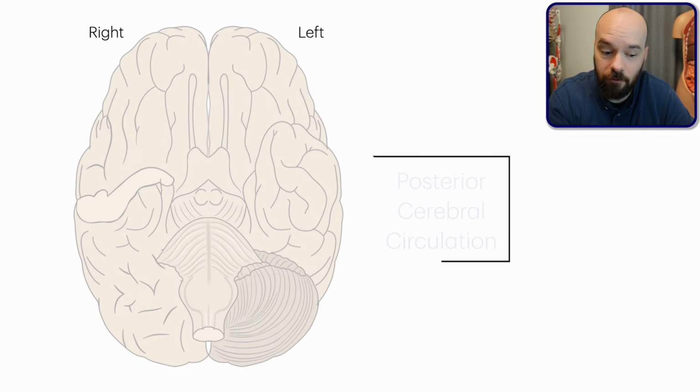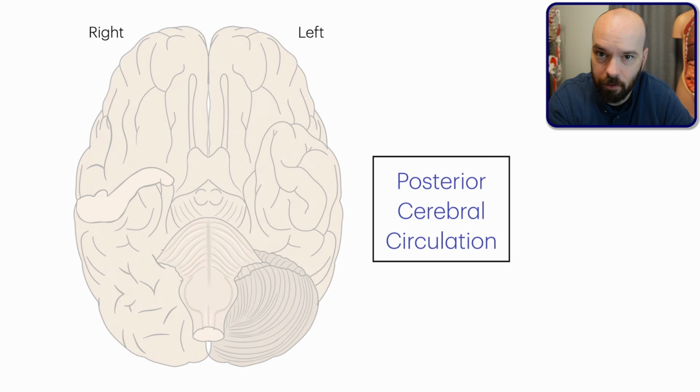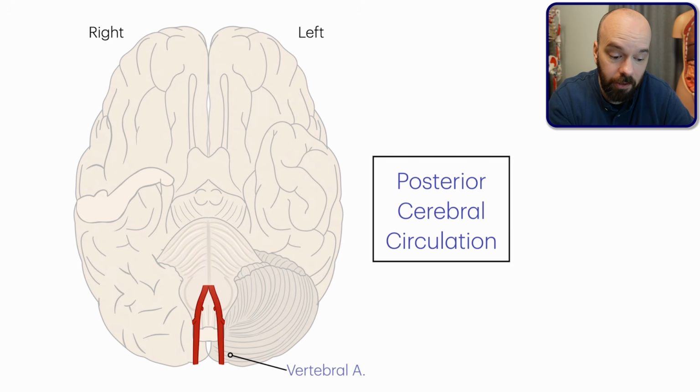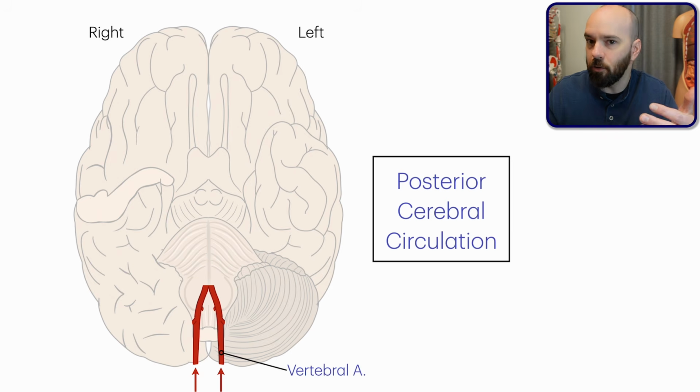So let's start first with the posterior cerebral circulation. In the posterior cerebral circulation, we have the vertebral arteries, which are going to be bringing blood into this posterior cerebral circulation. There will be separate arteries, the internal carotid arteries, that are going to bring blood into the anterior cerebral circulation. But these vertebral arteries that go up through the transverse foramina of the cervical vertebrae are going to bring blood into the posterior cerebral circulation.